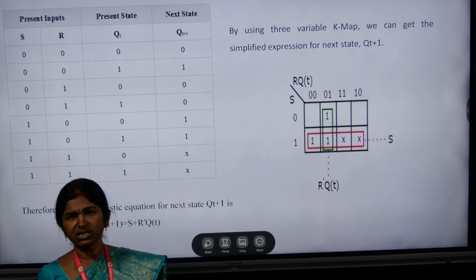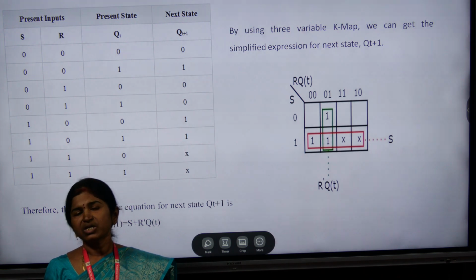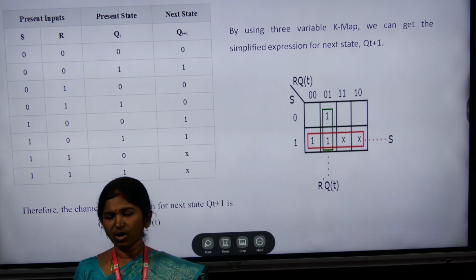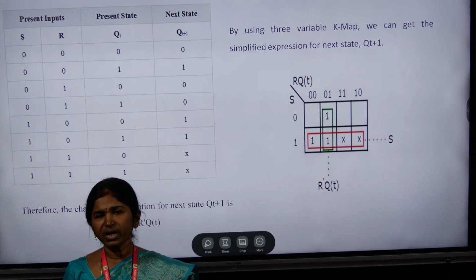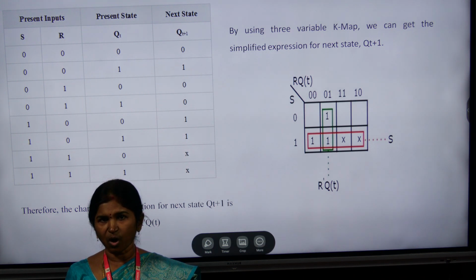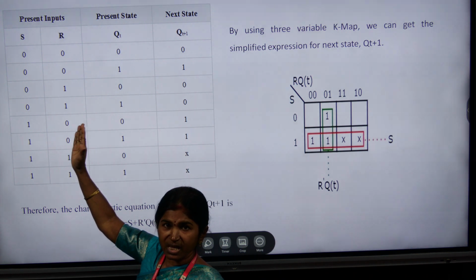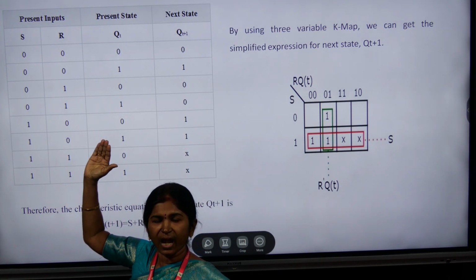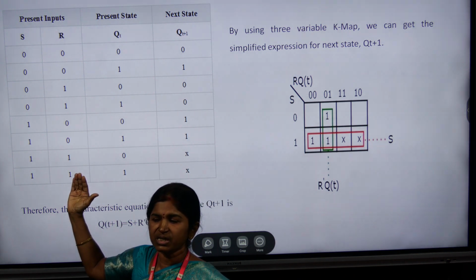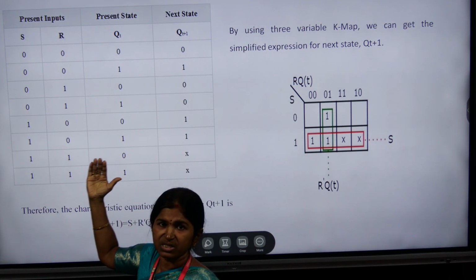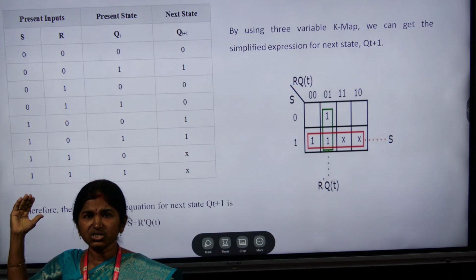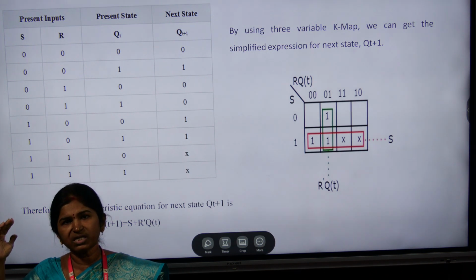First, the characteristic table of SR flip-flop. In order to write the characteristic table of the SR flip-flop, we have to write first the present inputs, that is, S and R are the flip-flop inputs, and Q(t) represents the present state and Q(t+1) represents the next state. So this is the structure of the characteristic table of the SR flip-flop.